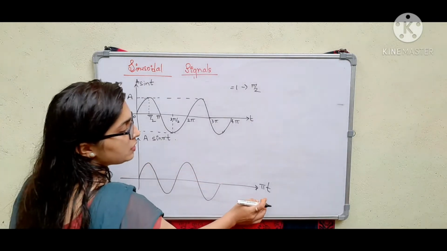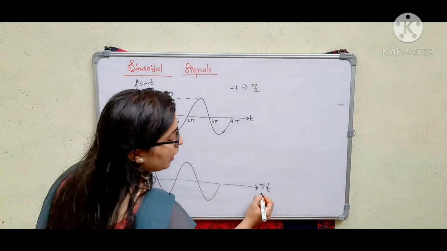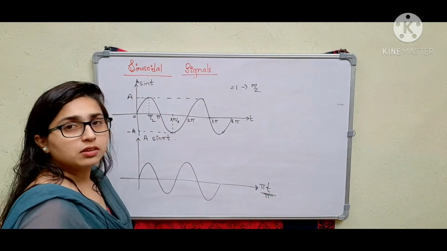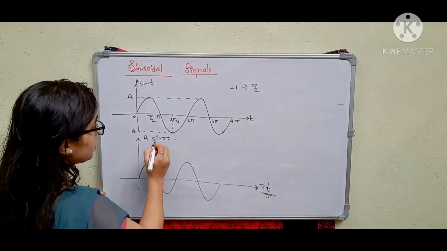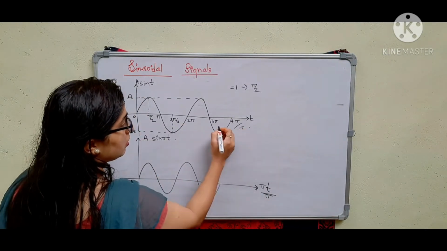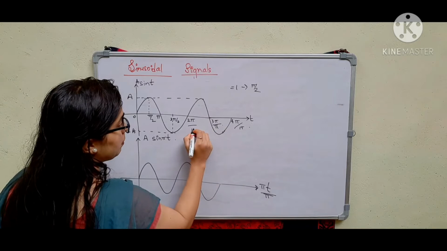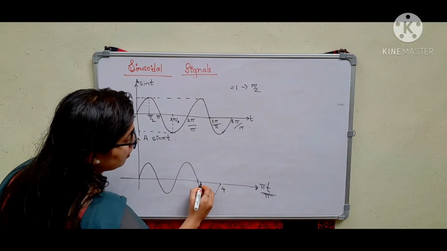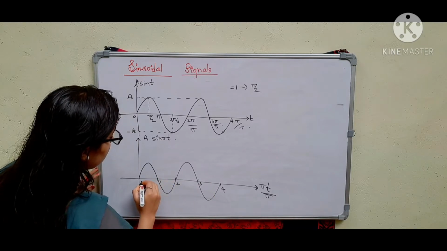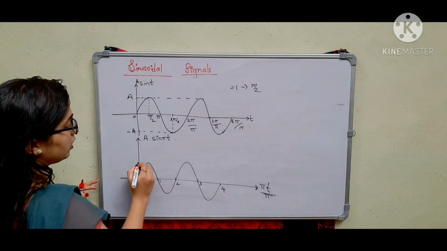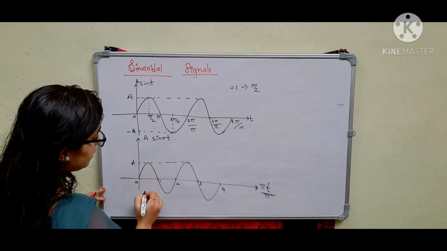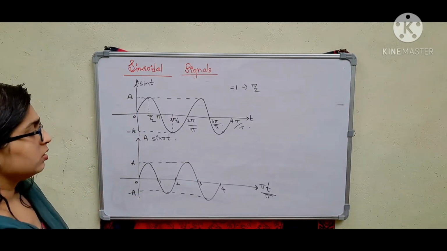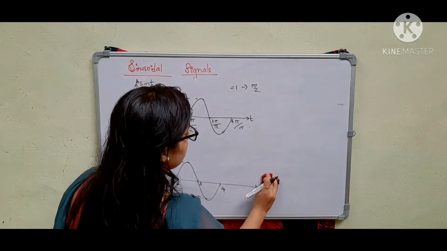But if it is with respect to t, then what happens? I will divide it by pi. So every point will be divided by pi now. So it will be 4, this will be 3, 2, 1, 0. This is A and this is your minus A. This is with respect to t.